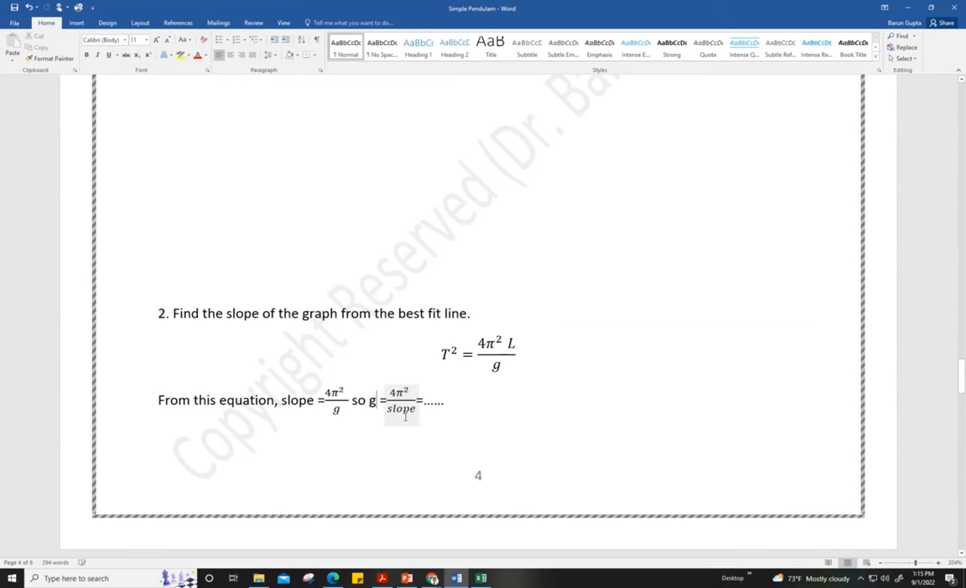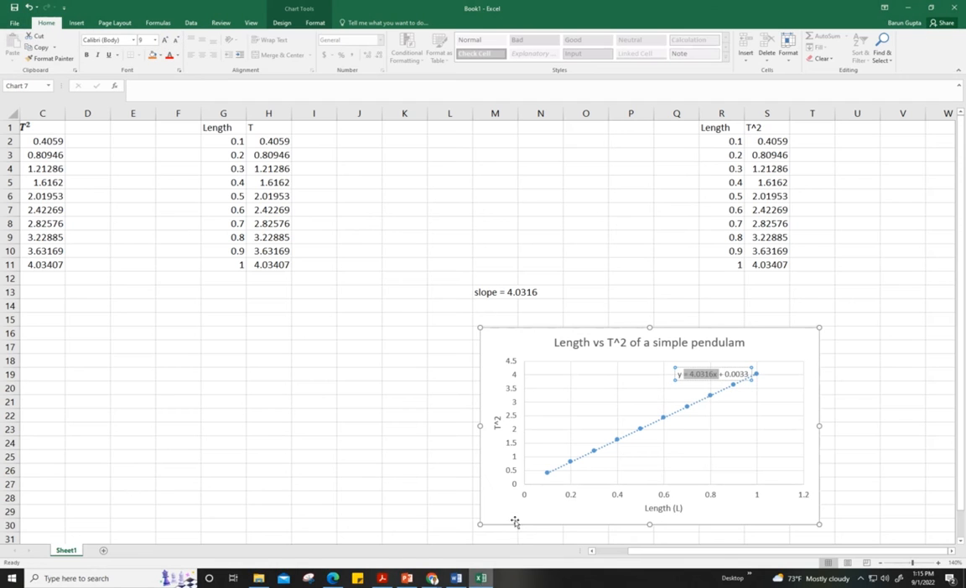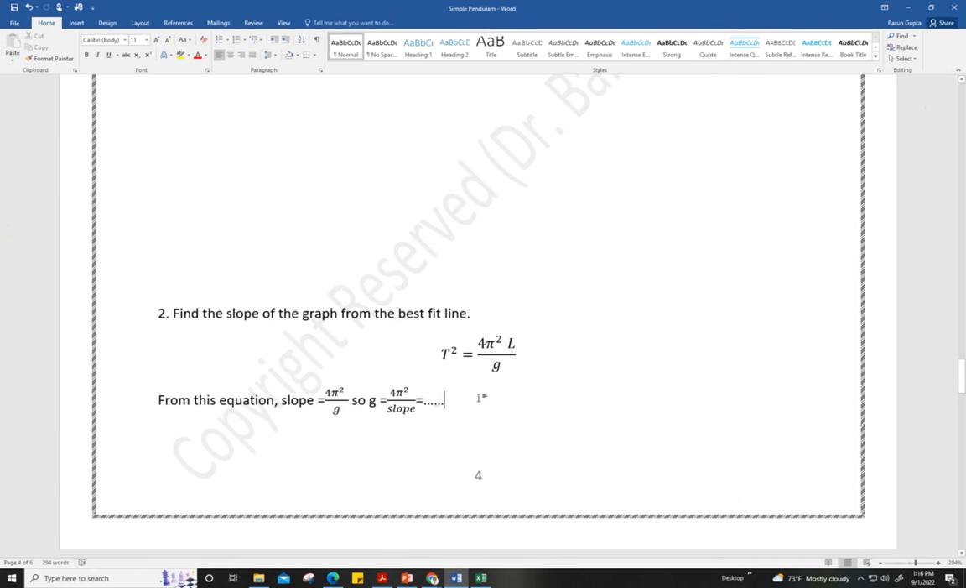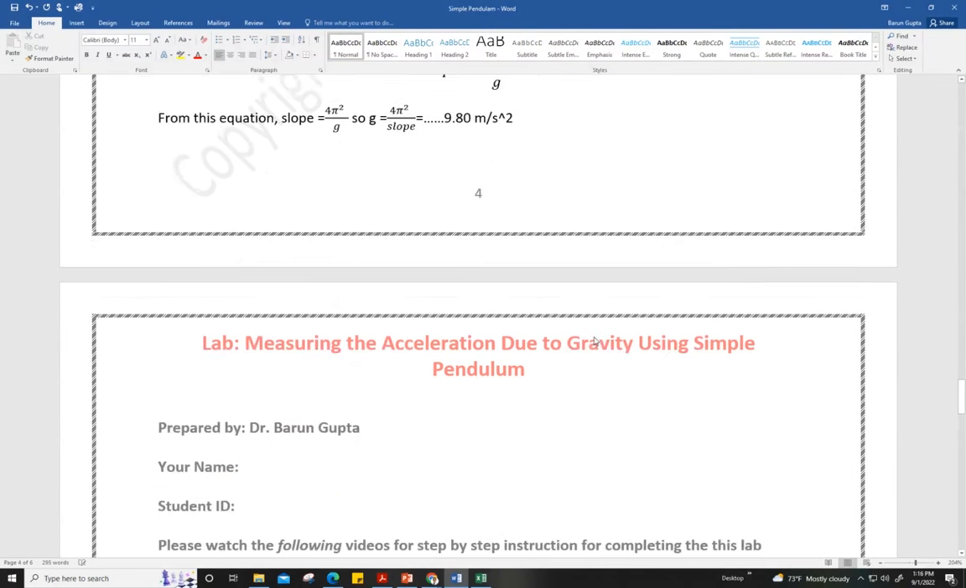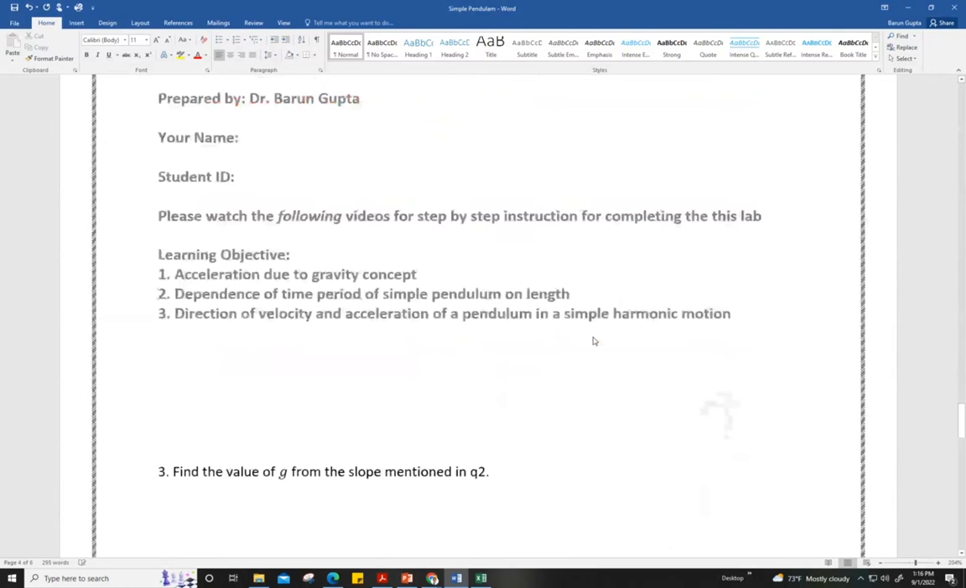Once I plug in 4 pi squared and my slope, which in this case is 4.03, I will get the acceleration due to gravity. In my case, I got about 9.80 meters per second squared. Okay, so that's the answer I got, which is very close because the standard value is 9.81 on average. So let's move to the next question now.